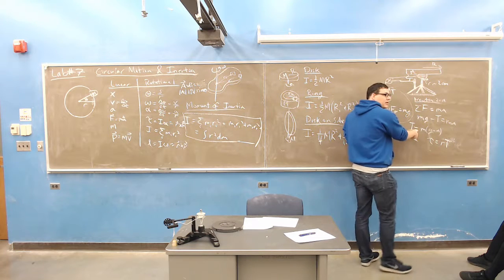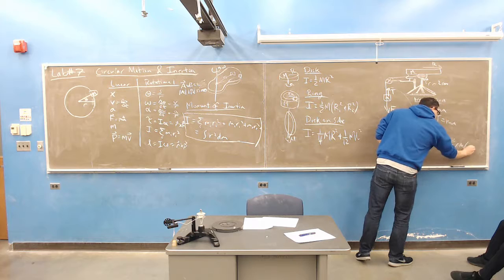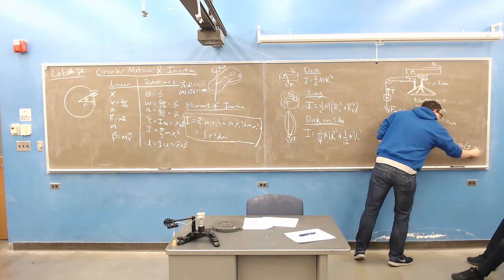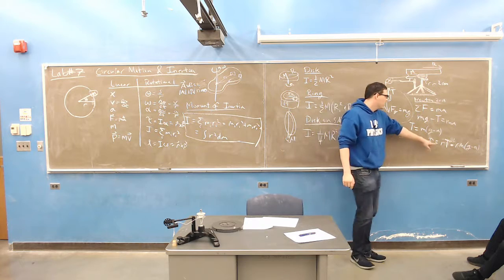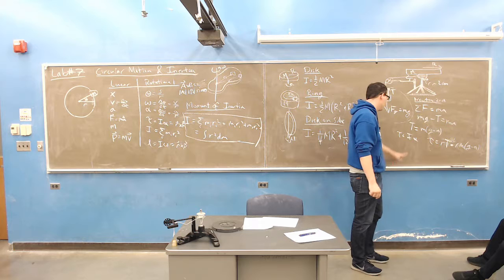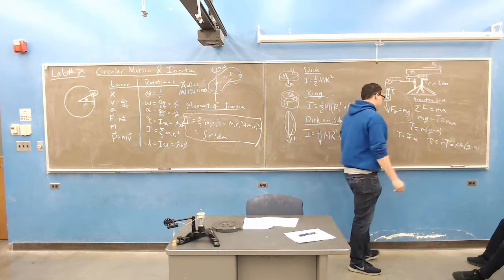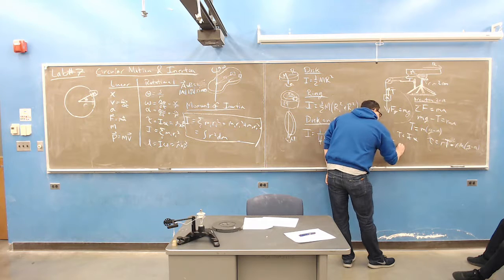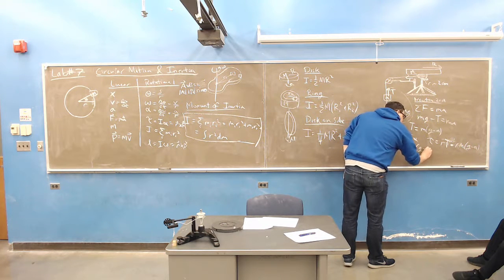But we know the tension, and we know r. So this is r, m, g, and a. We know a too, right, because we're going to measure it with our photo gate. So we know the torque is r m (g minus a). And we also know the torque is I alpha, so we can set these equal to each other. So I alpha is equal to r m (g minus a).